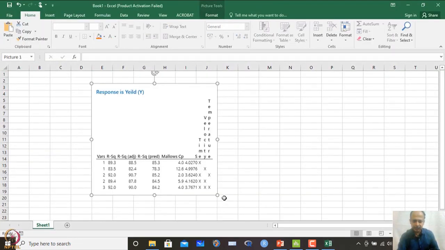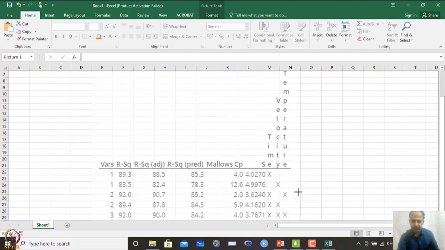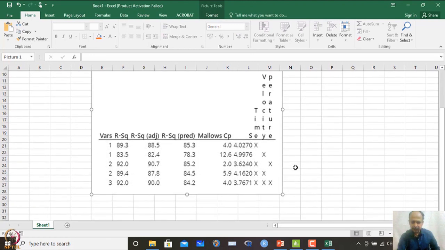When we are pasting it over here, let us see what observations we have. This is the time variable, this is temperature, and this is the velocity. With one variable, Mallows Cp is about 4 and R square adjusted is 88.5 when I consider only time as the variable. But Mallows Cp is higher than the number of variables plus 1, so this is not recommended. The second one is also not recommended with one variable.